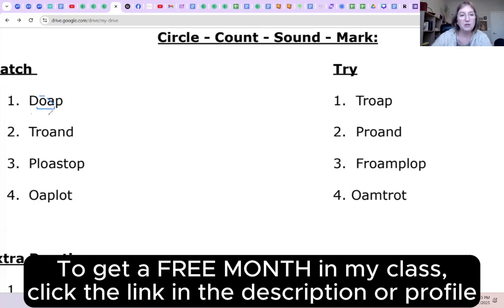So our sounds are D, O, P, dope. That is why this word says soap. Same word, but just different beginning consonants. Okay, go ahead and try yours over here.